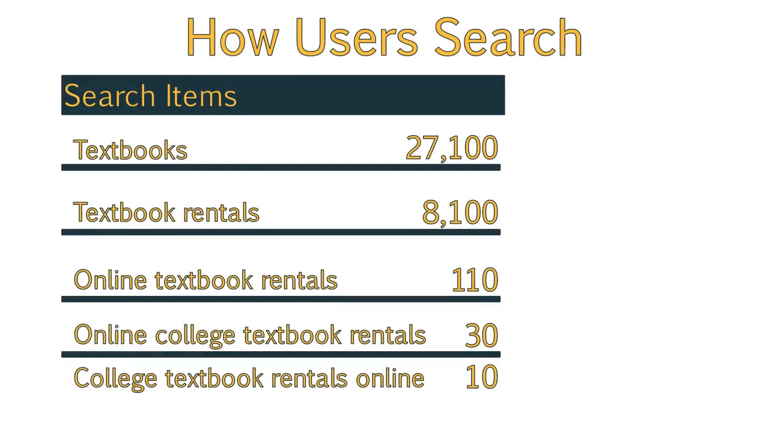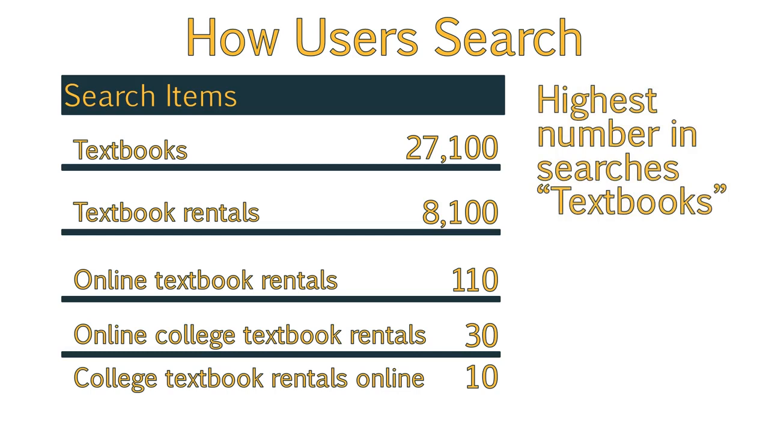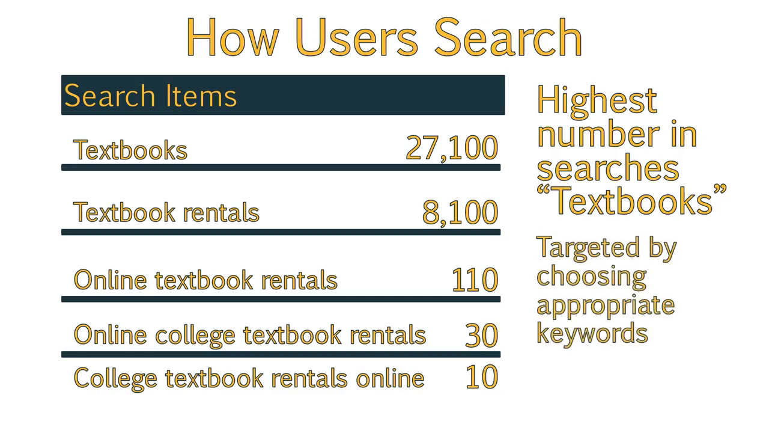For example, let's take a look at search volume for the keywords we just discussed. We can see that textbooks has a very high number of monthly searches. It's easy for clients to get distracted by this and demand to rank number 1 for textbooks or even textbook rentals. But if your main focus is online textbooks rather than operating a physical storefront, this may not be the best choice for you. You can get even more targeted by choosing more appropriate keywords.